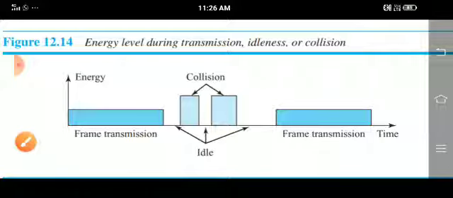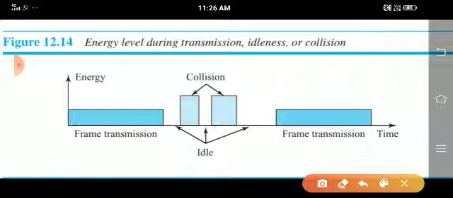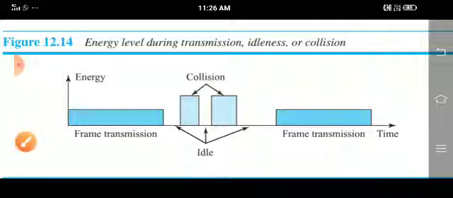And at the abnormal level, there is a collision. At the abnormal level, the energy is twice that of the normal level. So there are three levels: at the zero level, the channel is idle; at the normal level, there is a frame transmission; and at the abnormal level, there is a collision. Thank you.